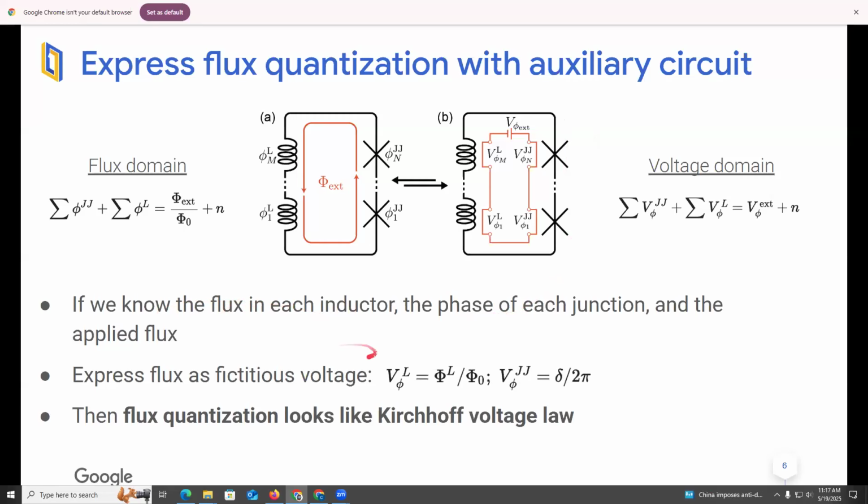So we're going to express all the fluxes as voltages. For the junction, we're just going to take the phase divided by 2 pi, or the flux in the inductor, and we're going to map it so that 2 pi phase, or phi naught, is going to be 1 volt. And then we're going to have to build an auxiliary circuit that is going to be solving this equation for us, for all the fluxes.